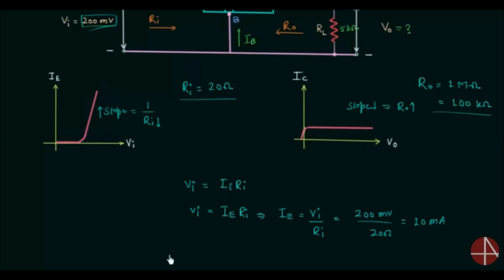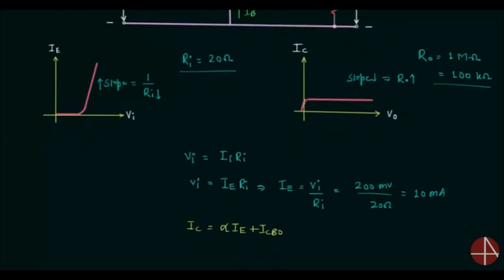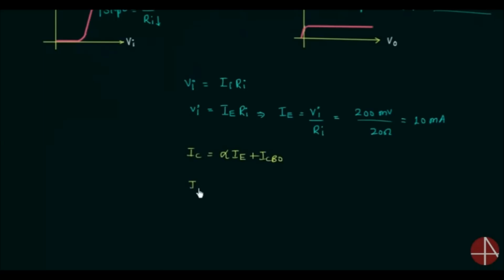And we already know the collector current IC is equal to alpha times IE plus ICBO. We can neglect ICBO, so IC is nearly equal to alpha times IE. Alpha is from 0.95 to 0.98, which is nearly equal to 1. So IC is nearly equal to IE. IE is equal to 10 milliamps. This implies the collector current is also equal to 10 milliamps.